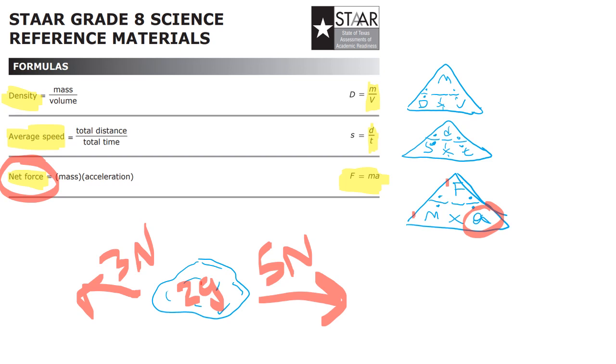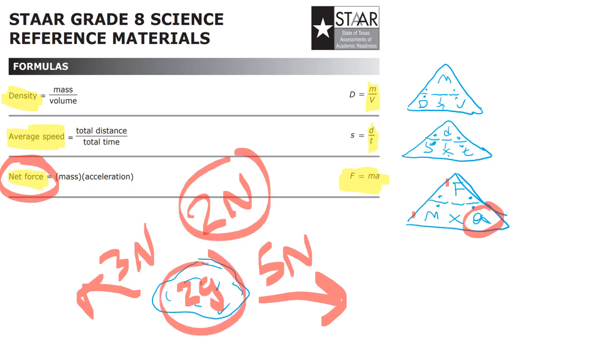If you remember back when we did this with unbalanced forces, okay, we have 3 going one way, 5 going the other way. Are they going in the same direction or are they going in different directions? If the answer is different, you subtract them. So you would do 5 minus 3, and your answer would be 2 newtons of force. And then now you have your F, now you have your M, and you can go ahead and divide just like the triangle says.